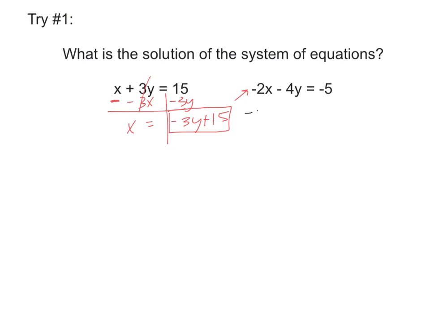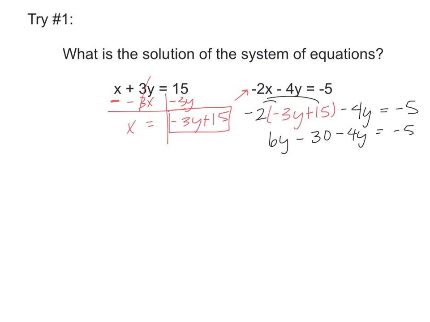So let's start substituting. So I would have negative 2. My x is now negative 3y plus 15. If I finish that expression, it's minus 4y equals negative 5. This negative 2 needs to be distributed, so I would have positive 6y minus 30 minus 4y equals negative 5. If I continue to simplify, 6y and negative 4y will make 2y minus 30 equals negative 5.